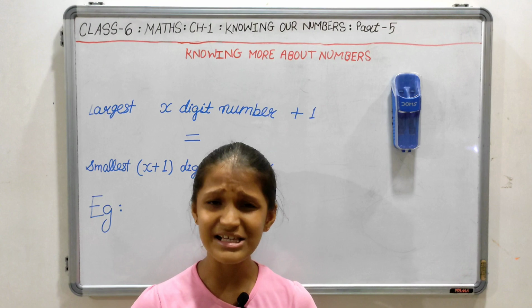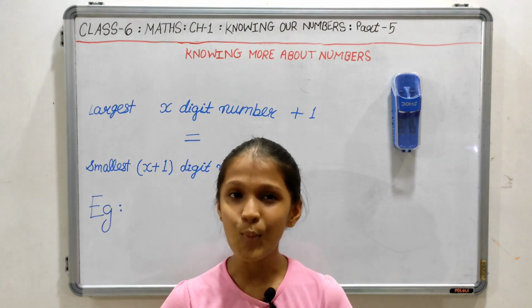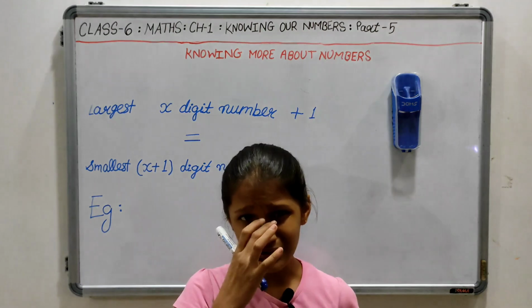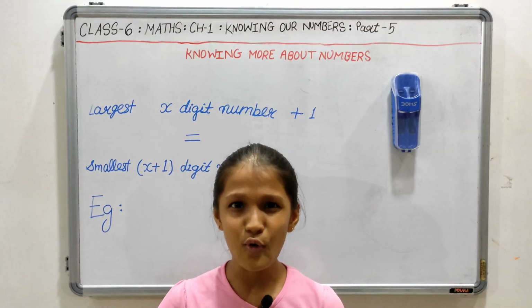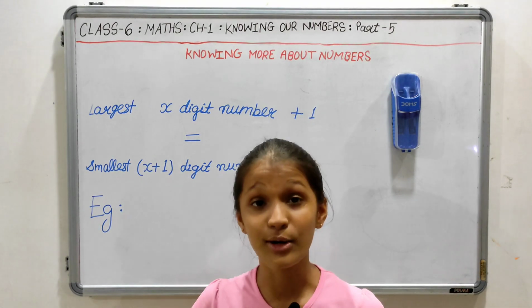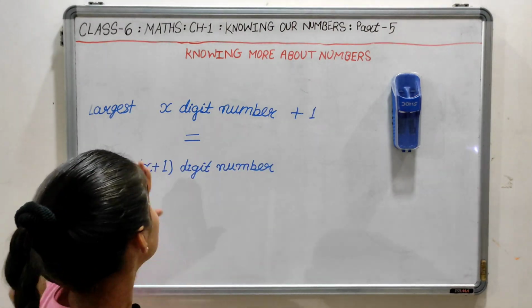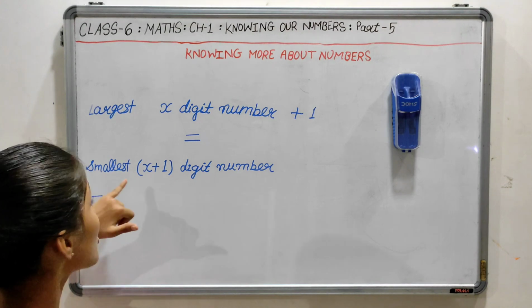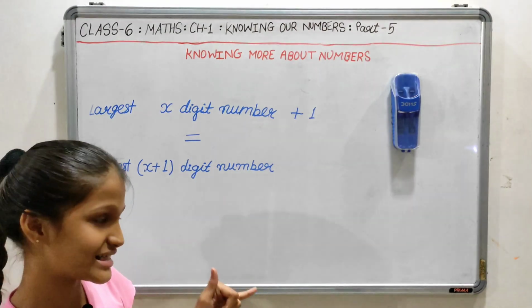So today our topic is chapter 1, Knowing Our Numbers. What we are going to study is knowing more about numbers. So we'll learn more about numbers. First we'll learn a formula. The formula is: largest x-digit number plus 1 equals smallest (x plus 1)-digit number.